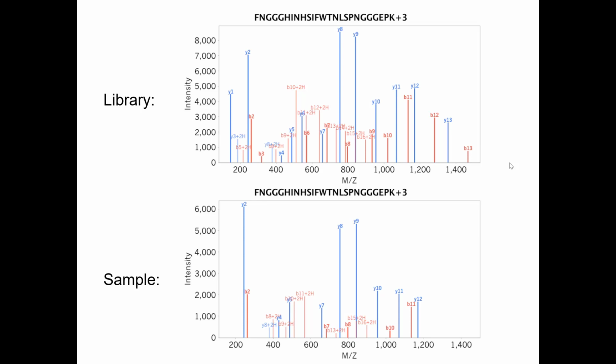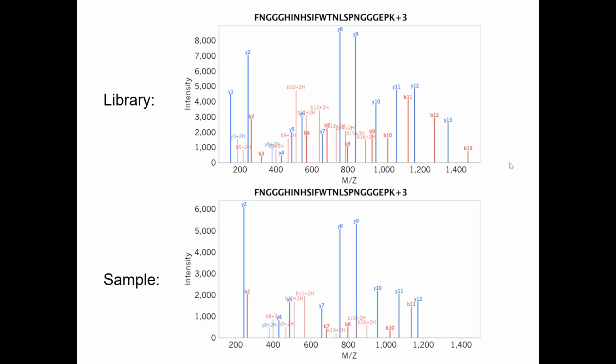So if I look at this, I can say, you know, Y10, Y11, Y12, I see a nice ladder there. I see the same ladder over here in my library. That's pretty much the nuts and bolts of how the algorithm figures out, or how Skyline figures out that this is the right peptide.